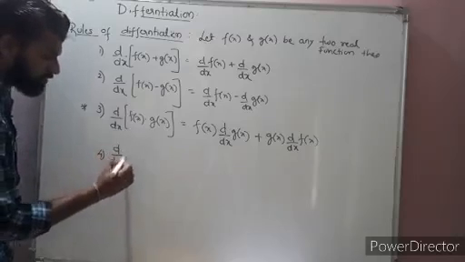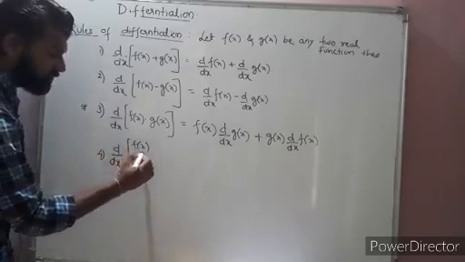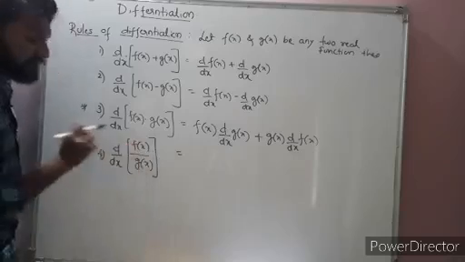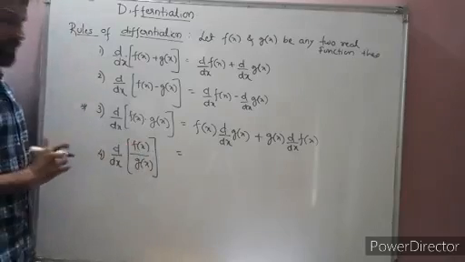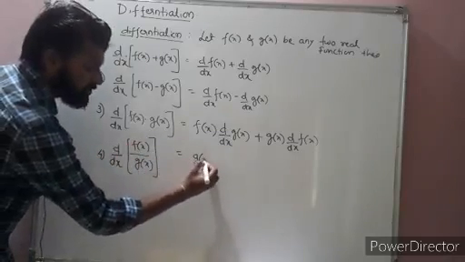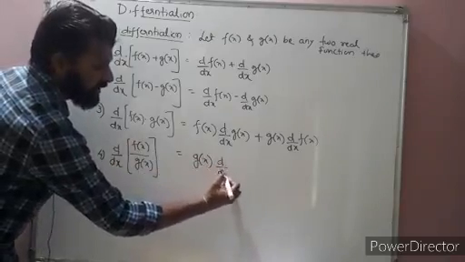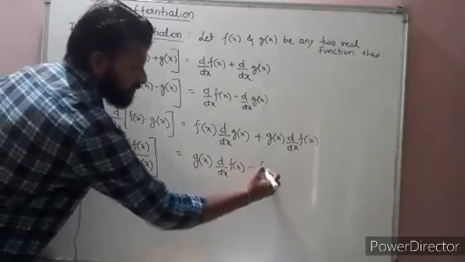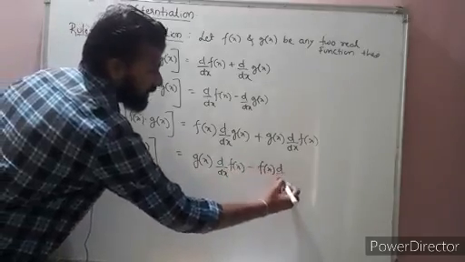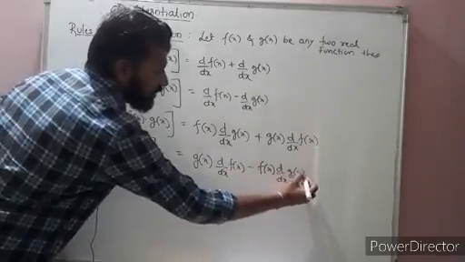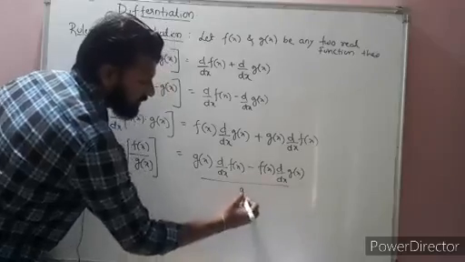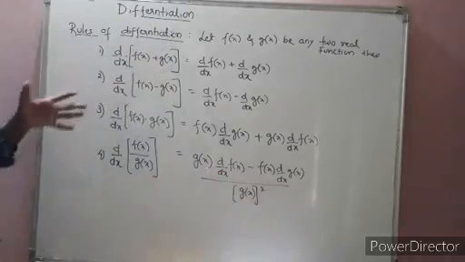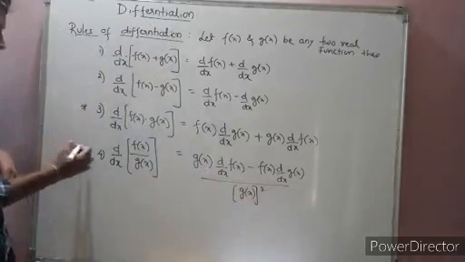Now d by dx of f of x divided by g of x. Matlab, you have two functions with division. Okay, so this is second function as it is, then d by dx of first function minus first function as it is, d by dx of second function, whole divided by second function whole square. So these are the four very important rules.